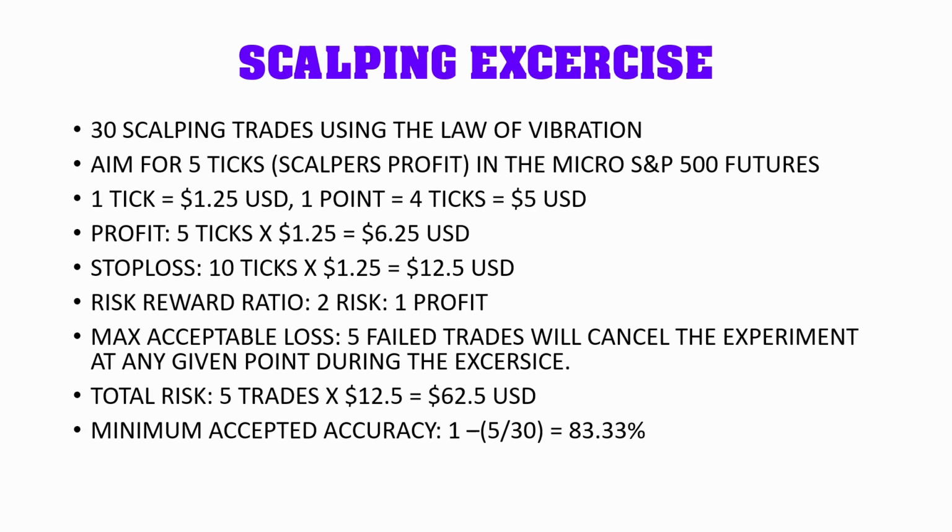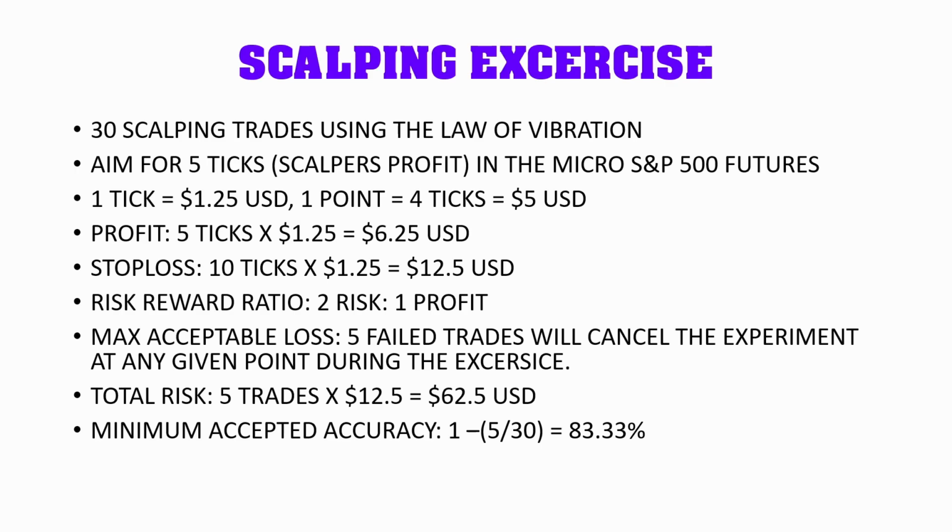Okay, so my max acceptable loss will be 5 failed trades, and that will cancel the experiment at any given point during the exercise. When I hit 5 losses at any given point during the experiment, before reaching the 30 trades, I failed, and I will cancel the experiment. And it will be a failed exercise, and I failed.